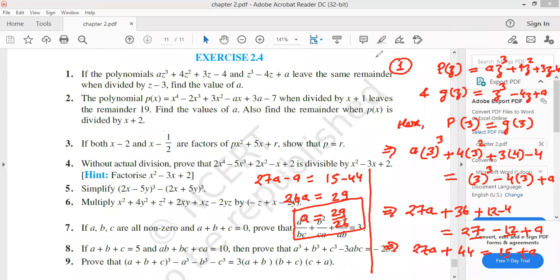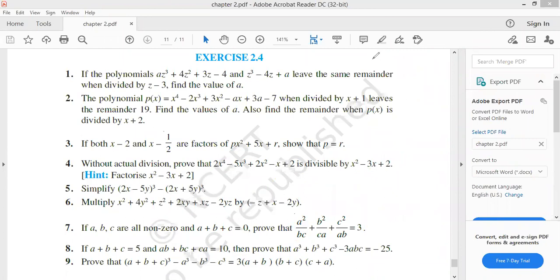Now move to question number 2. The polynomial p of x when divided by x plus 1 leaves the remainder 19. That means if you substitute the value of x as minus 1 in the given polynomial, the answer will be 19. Then find the value of a, and if you find the value of a, also find the remainder when it is divided by x plus 2.